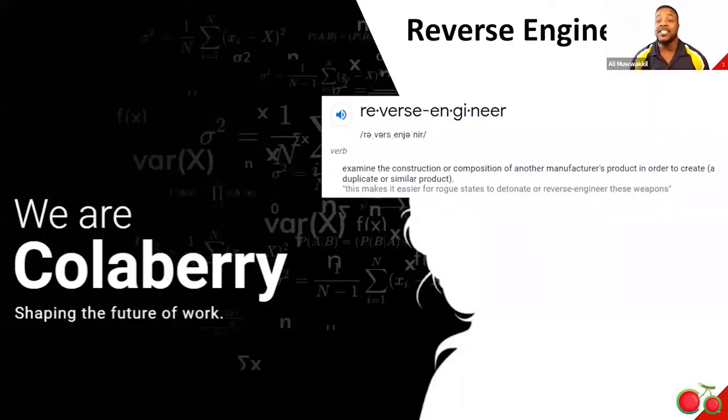Hey guys, let's talk about reverse engineering, because reverse engineering is a huge part of how Colaberry helps accelerate your learning. So what is reverse engineering? The definition is: examine the construction or composition of another manufacturer's product in order to create a duplicate or similar product. So it's about taking something, looking at the inner workings, maybe cracking it open, looking at how it works, how it's built, all of the mechanisms that are involved, and then taking that information and replicating it, okay?